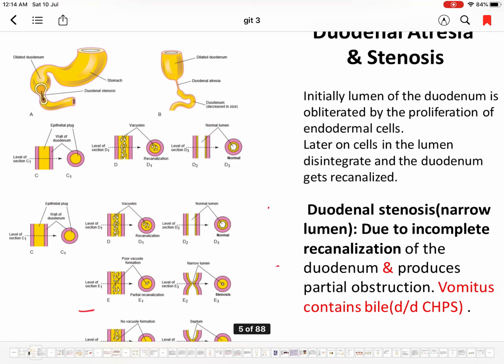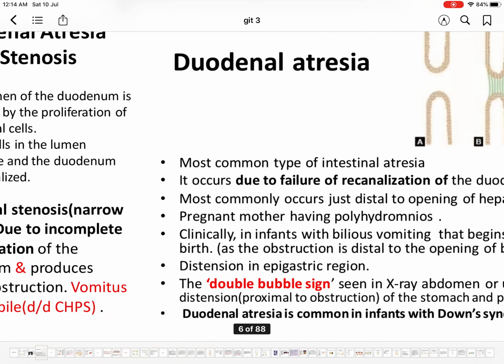Now coming to duodenal atresia and stenosis, if there is complete failure of recanalization, then it will lead to atresia, and if there is partial or incomplete recanalization, it will lead to a narrow lumen or duodenal stenosis. This duodenal stenosis is mostly distal to the opening of the common bile duct, or in the third and fourth part of the duodenum. So the vomitus will contain bile, and it can be differentiated from congenital hypertrophic pyloric stenosis. In that condition, vomitus doesn't contain any bile.